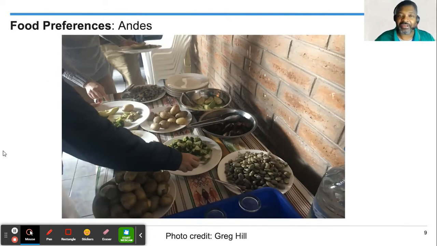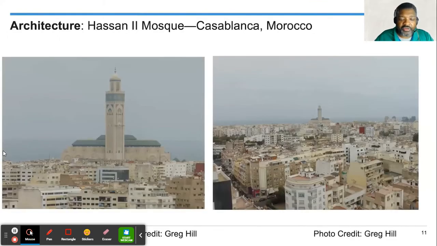Sorry to my guinea pig lovers out there, but again, this is an example of local culture in the Andean region of food preferences based on readily available food sources. What can you gather from these two photos about the local culture?